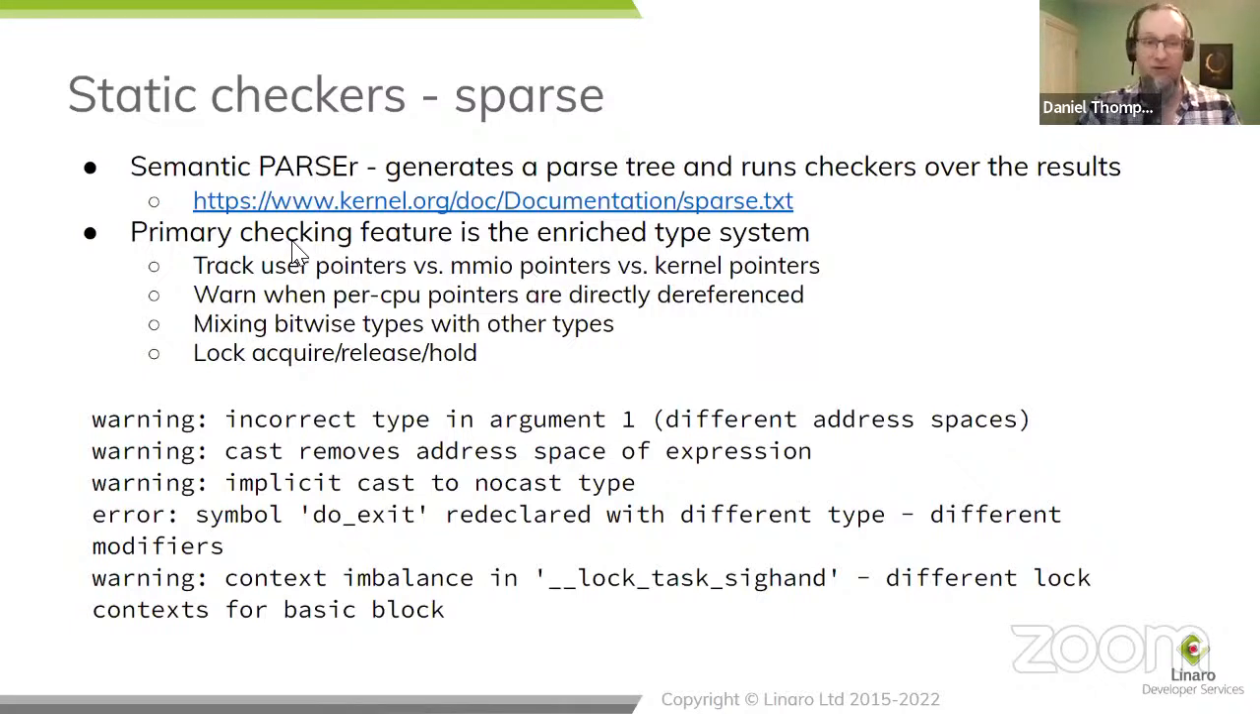They should always use accessor functions. So user pointers should use copy_to_user and other similar family functions. MMIO should use readl, writel. And you can dereference kernel pointers directly. But by tracking the different address spaces to which pointers belong, we can spot bugs where a pointer has effectively traversed from one address space to another. It started as a user pointer and we've accidentally dereferenced it.